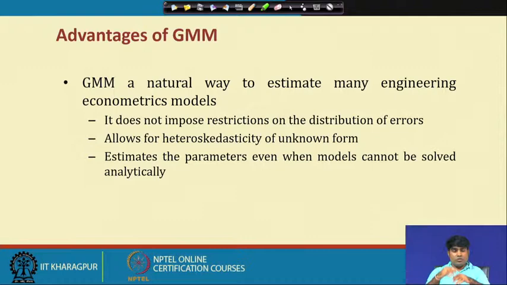So, of course, these are complex models, but they have lots of advantages in solving some of the engineering problems. And the advantage of GMM is that it does not impose restrictions on the distribution of errors, which is there in the case of fixed effect models and random effect models. It allows for heteroscedasticity of unknown form, and it can estimate the parameters even when models cannot be solved analytically. That means, through the adjustment, the overidentified condition can be materialized. That is the big advantage of GMM.